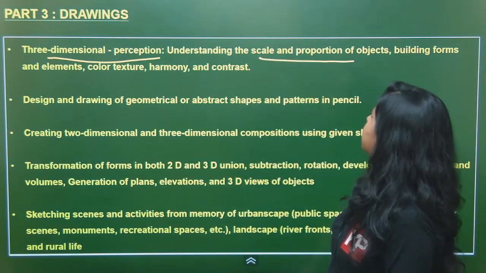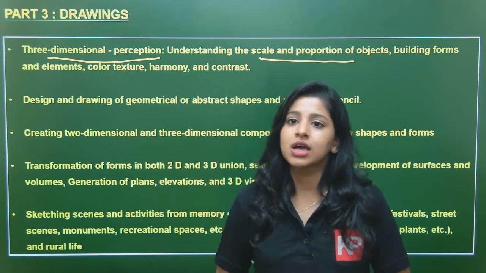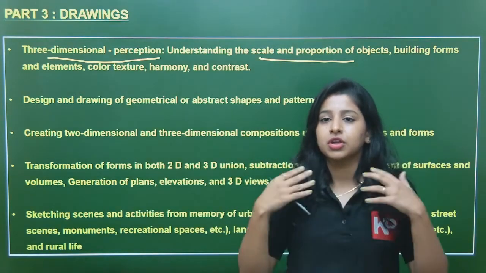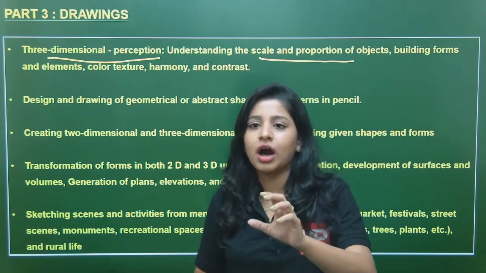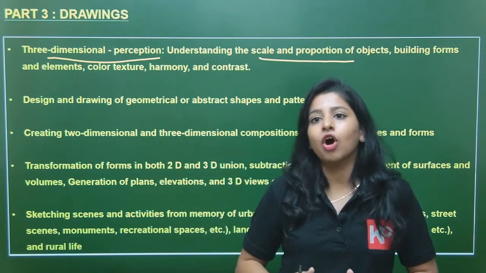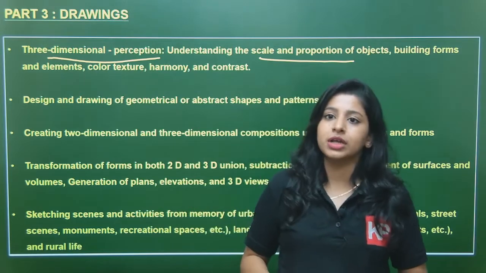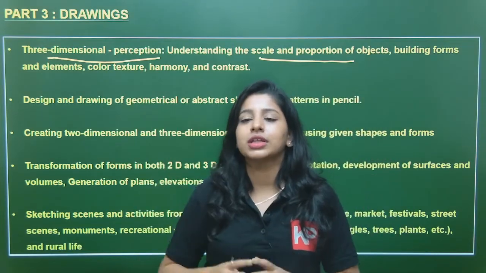Understanding the scale and proportion of objects. When you look at a particular thing, you have to imagine that the scale or size of a car will be smaller than that of a building. Or if you have a 2 or 3 story building, the size of a tree will be smaller than that of the building.